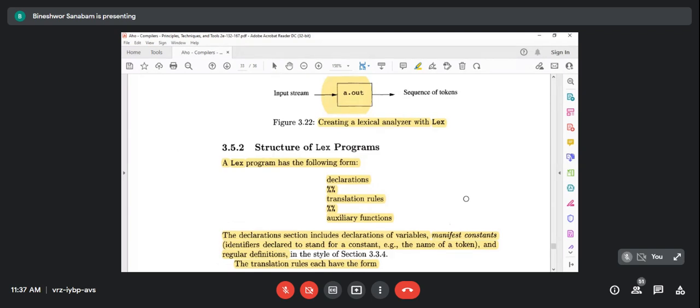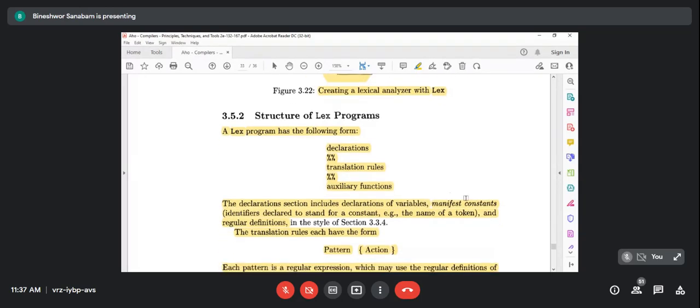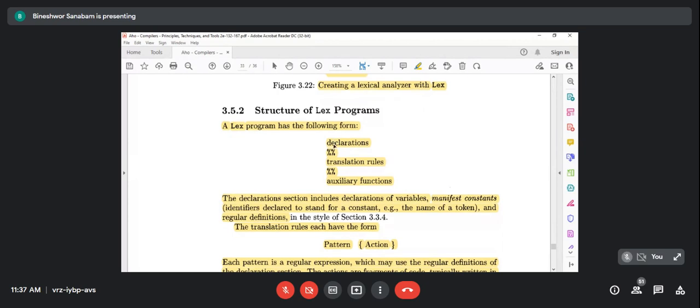Okay, now let's see how we can write this lex program. Your lex program has this structure, and it's going to contain three sections. The first one is declarations, then you'll have translation rules, then you have auxiliary functions. So remember that a Lex program contains three sections: declarations, translation rules, auxiliary functions.